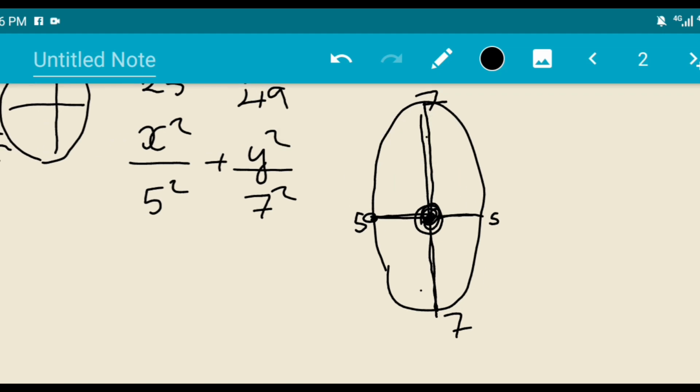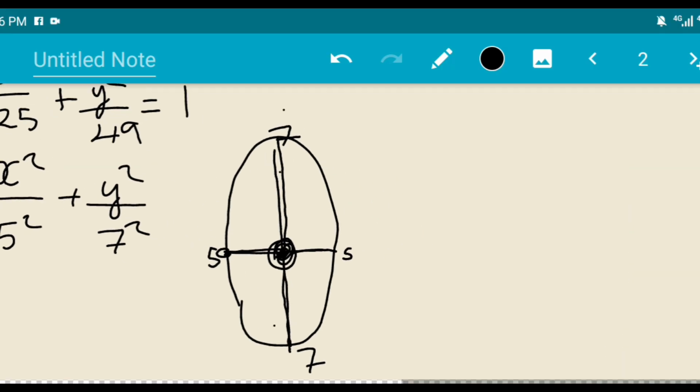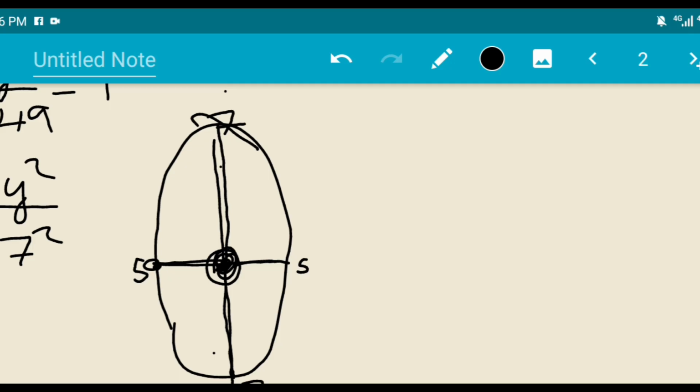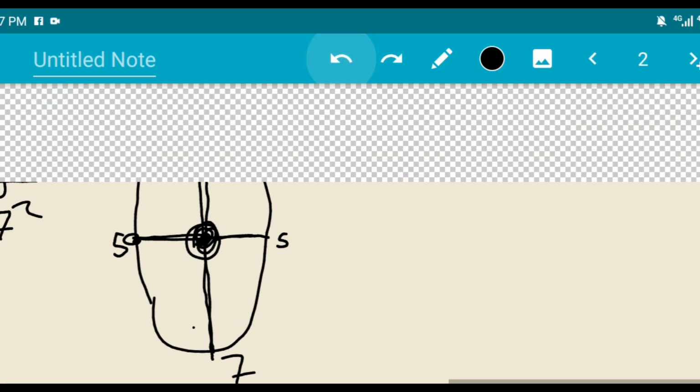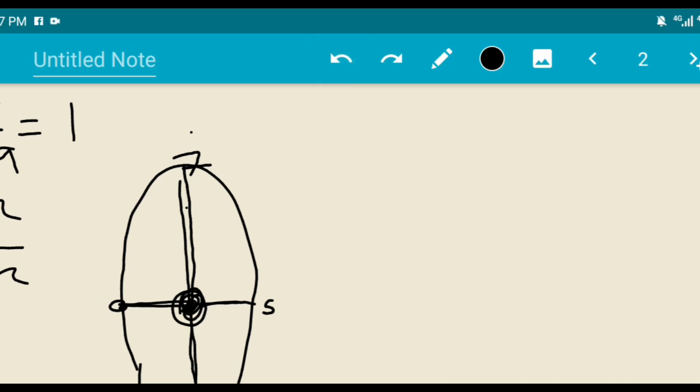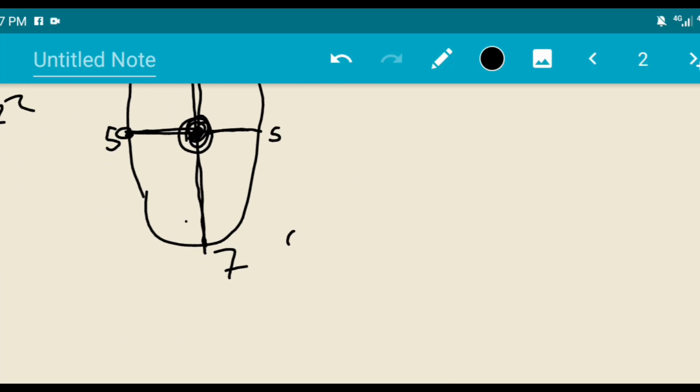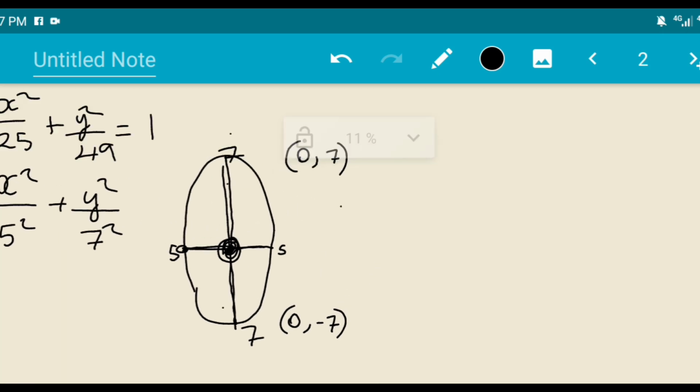Okay, they've told us to find the vertices and foci of the ellipse. So the vertices: this here is a vertex, this is also a vertex. The vertices will now be (0, 7), that is 0 for x, 7 for y, and (0, -7), that is 0 for x, -7 for y. These are the vertices, this and this.